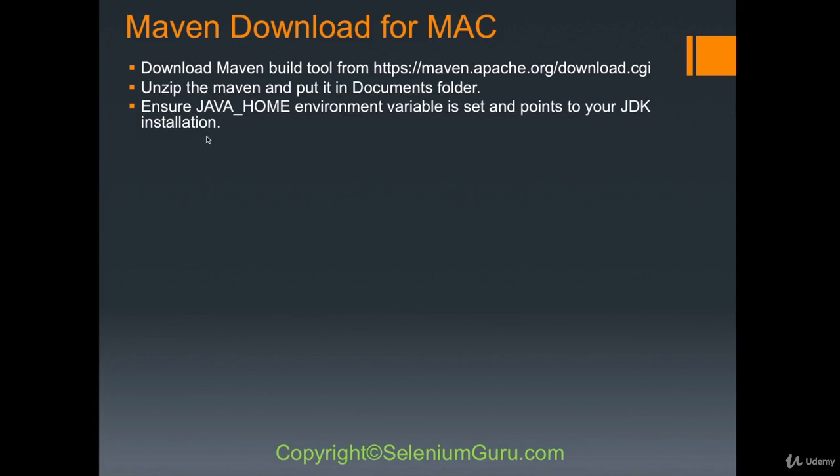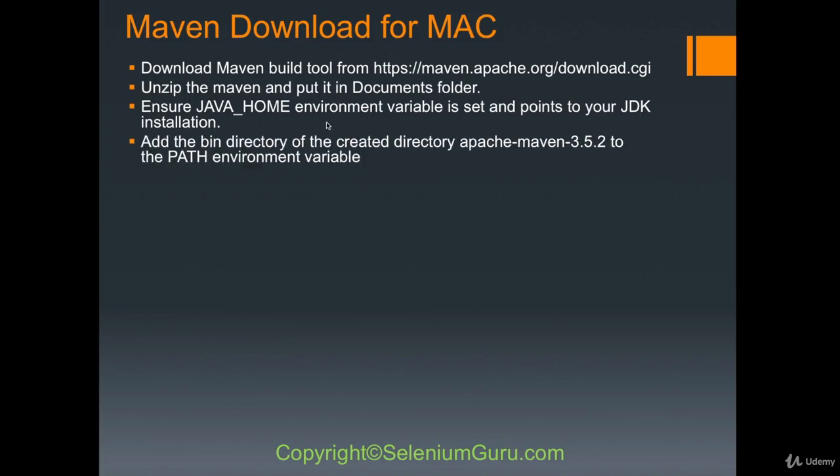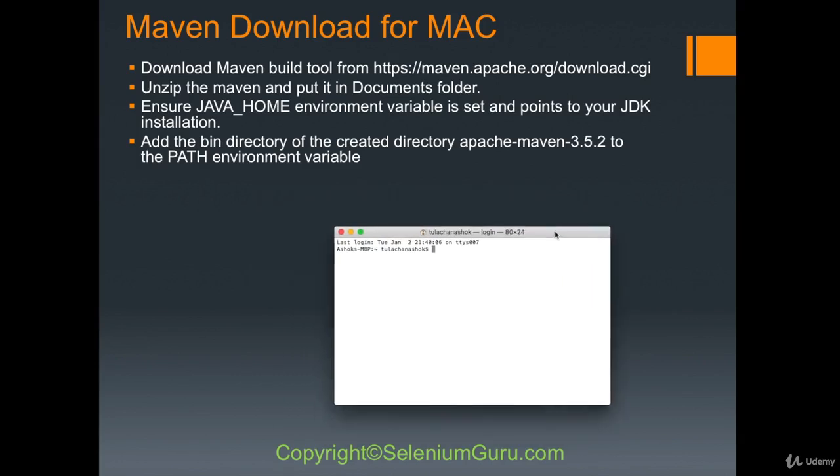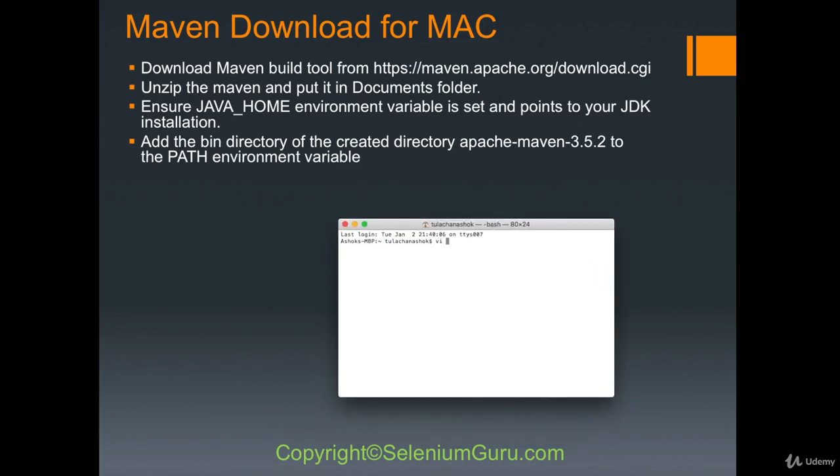Then you're going to ensure the JAVA_HOME environment variable is set and points to your JDK installation, which we did in our first Java installation class. Then you're going to add the bin directory of the created directory Apache Maven 3.5.2 to the PATH environment variable. So how do you do that? I'm going to create a new window in here, and here I'm going to edit the bash profile. We learned about how you can create a bash profile in your previous lecture.